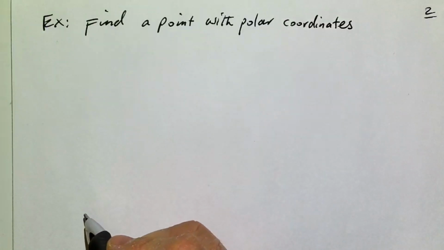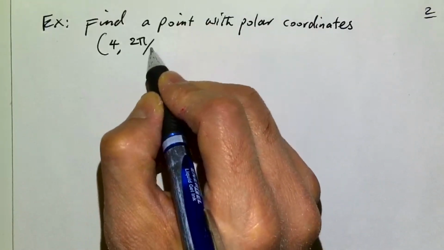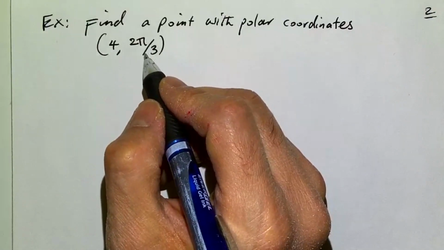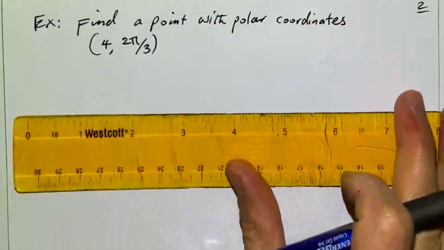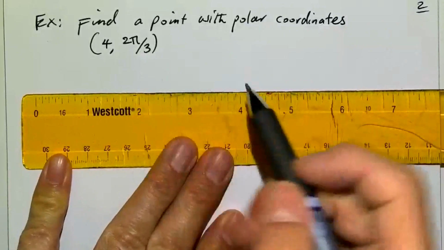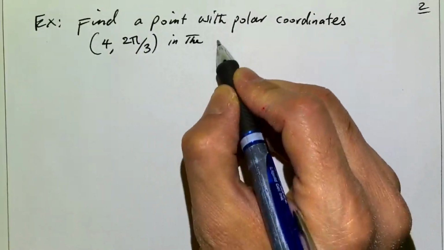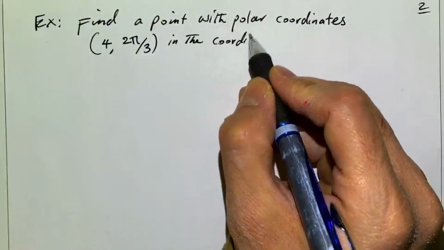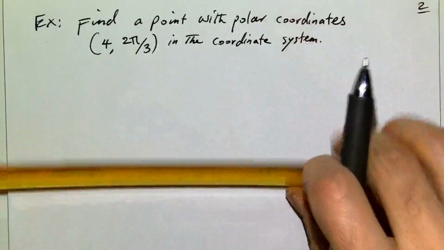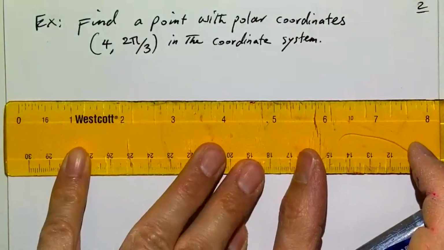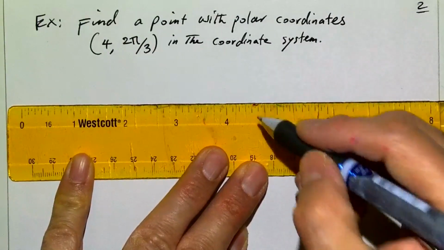So suppose, for example, we want to find a point with polar coordinates 4, 2 pi over 3. The first thing we would do is locate that point in the regular coordinate system that we have, with first quadrant, second quadrant, third quadrant, and fourth quadrant.